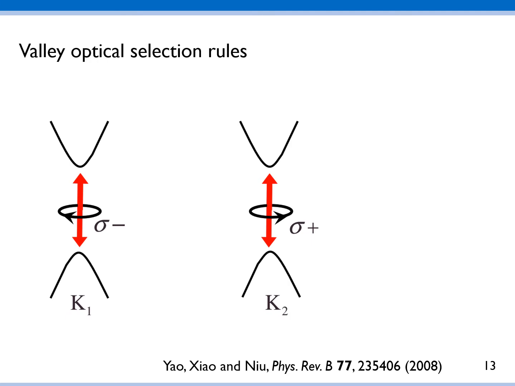Here you have the optical selection rules in visual form. So this would be our K prime, K1, right? And we can see that here the electron only couples to left-handed light. So only left-handed light will be able to excite an electron into the conduction band. And for the K valley, it's the opposite. Only right-handed light, sigma plus light, would interact with the electron of the valence band and excite it into the conduction band. So in summary of this part, we have seen that the valley contrasting magnetic moment induces optical selection rules.